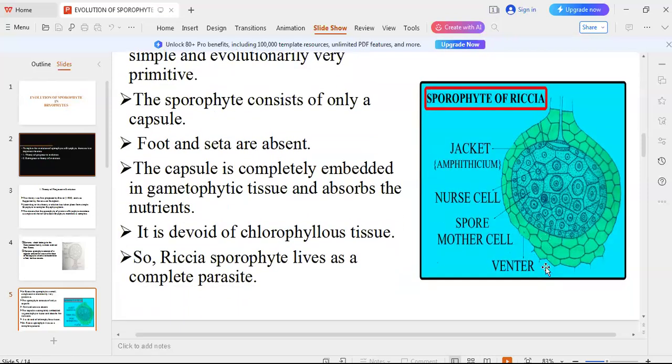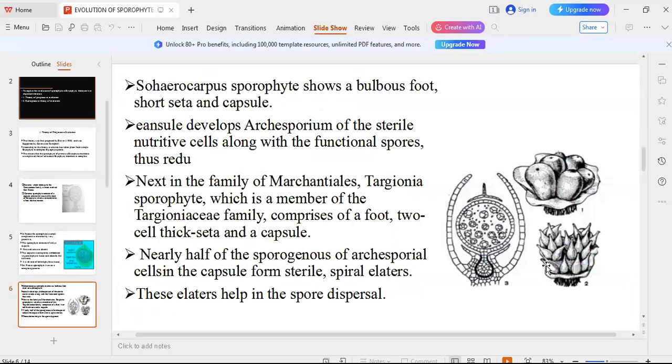Okay, so this is very primitive. Next, come to another one, that is Sporogonium sporophyte. So these are the different genera belonging to Bryophyta members.